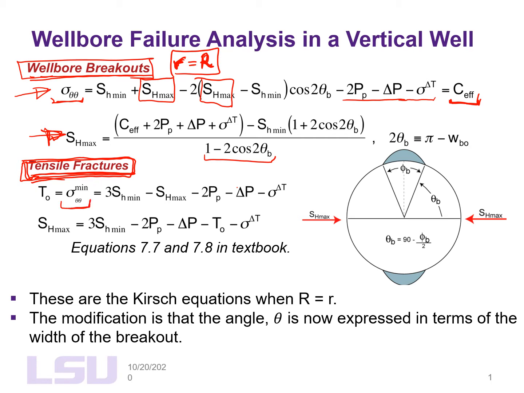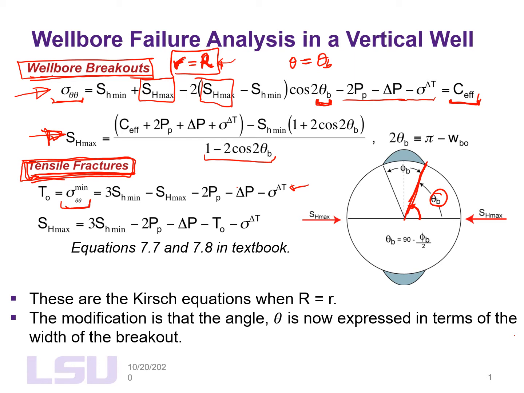This is the minimum hoop stress, again using Kirsch's solution at r equals a. Another point is this is at theta equals what? You see, now we're saying theta b, theta for the breakouts. And again, it starts at the direction of SHmax up until you see the breakout. So that's your theta b. So that's one modification that has been made to the Kirsch's solution. So theta is theta b, basically.